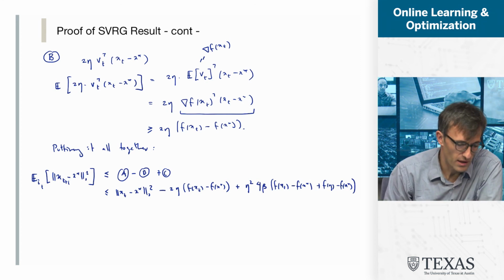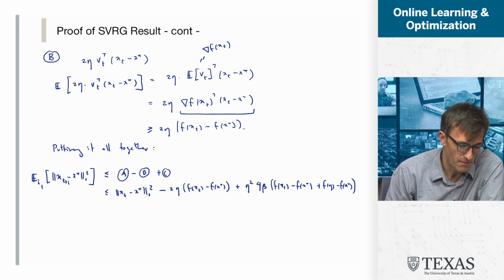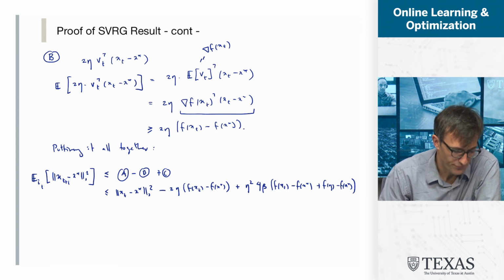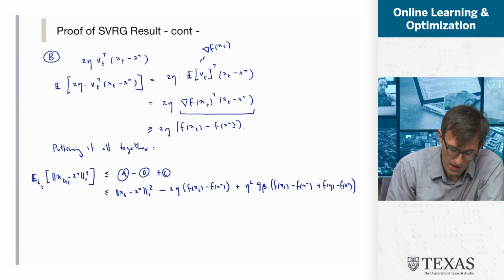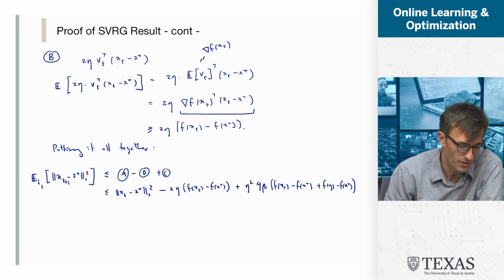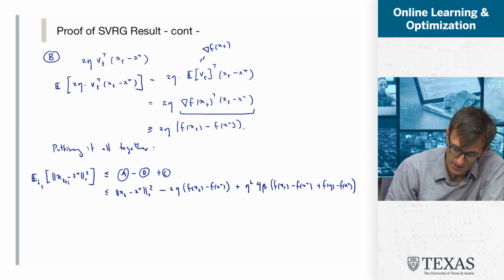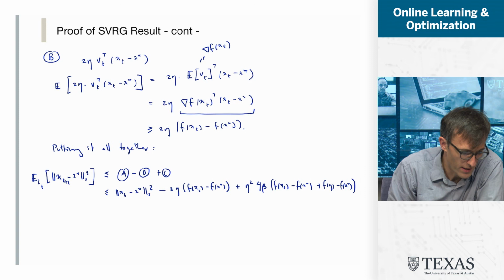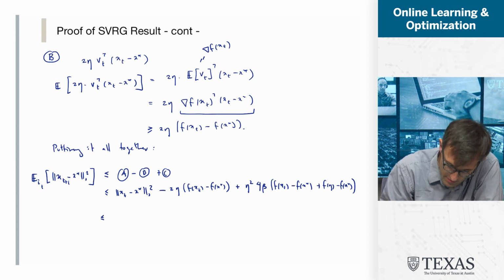What am I going to use? What property am I going to use now? I'm going to use the fact, looking at, so now I'm going to iterate this algorithm, and I'm going to use, iterating this algorithm, I'm going to get that this is now upper bounded by... actually, I'm not going to iterate quite yet. I have one more step.